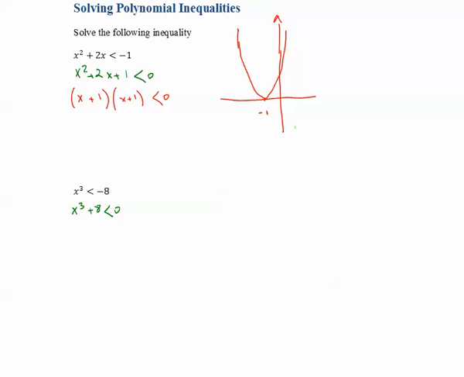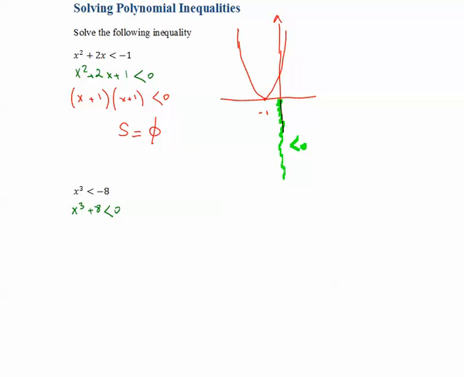Let me highlight the negative side. So this is the negative side. This is less than 0. So we see that the graph does not exist in here, and therefore the solution will be the empty set, or no solution. There is no x that will make the parabola on the negative side.